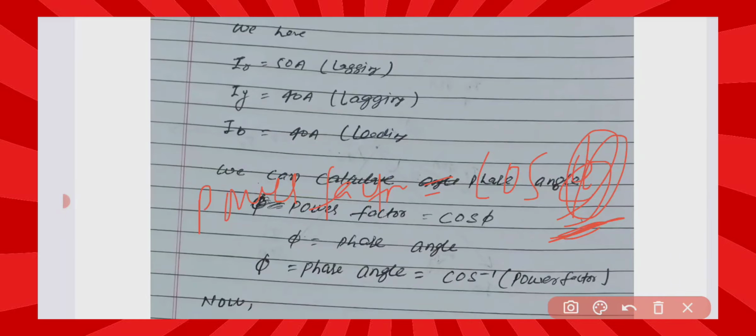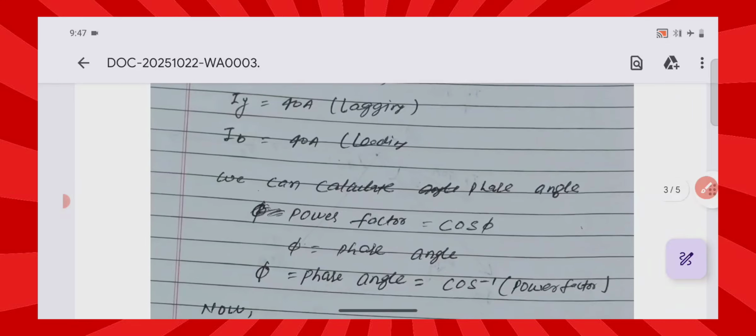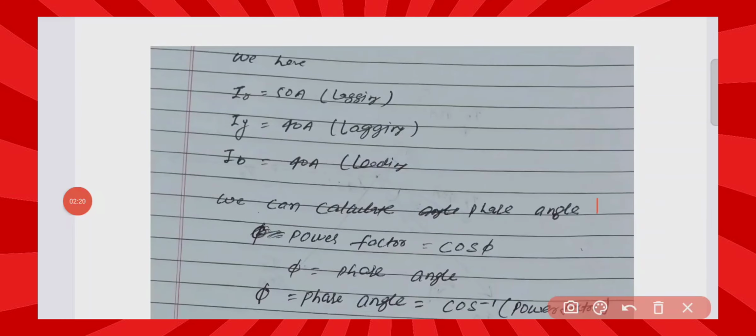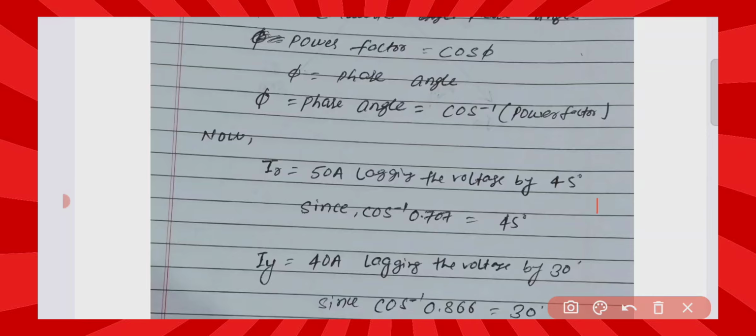So here we have the current in the red wire, yellow wire and blue wire. Now we are calculating. This is the formula: power factor is equal to cos phi. Here phi is the phase angle. So phi is equal to cos inverse of power factor. Now we will calculate like this.